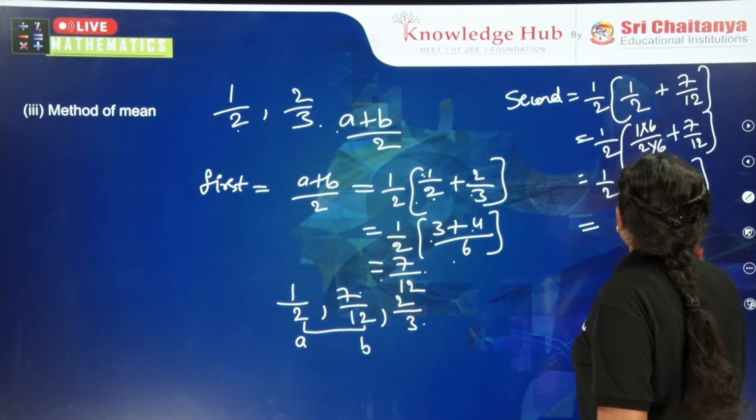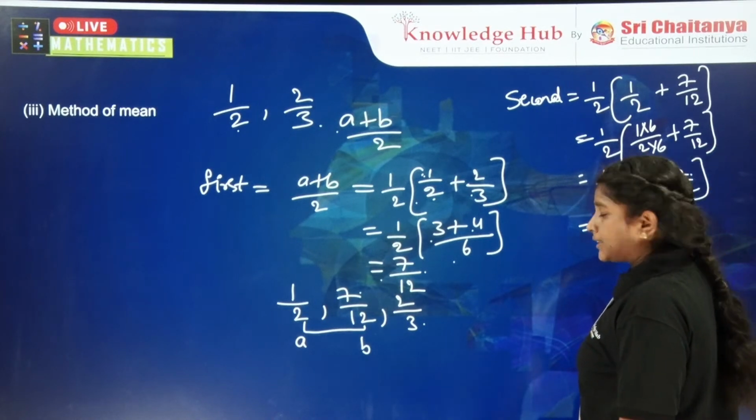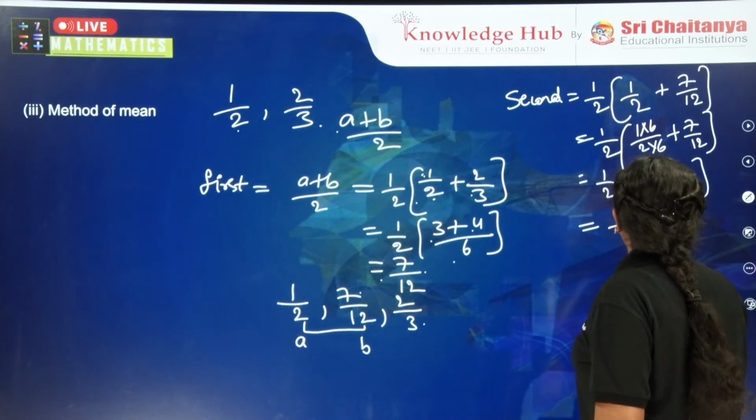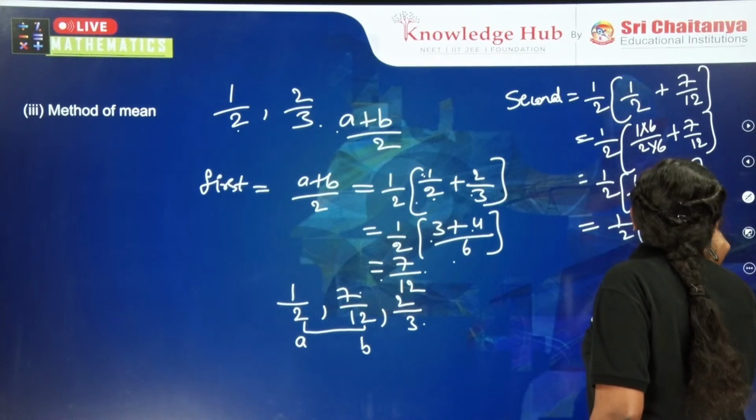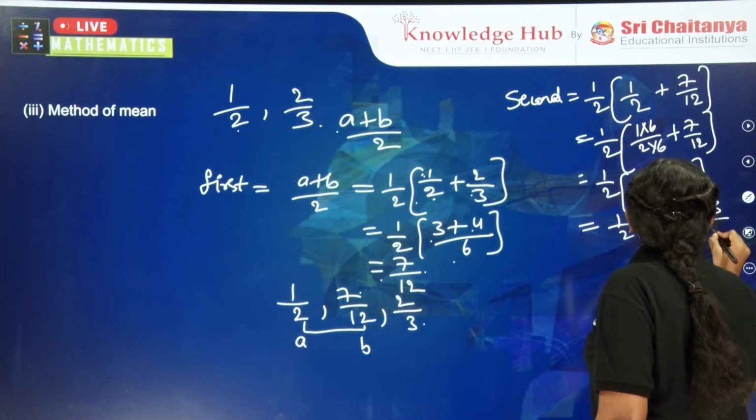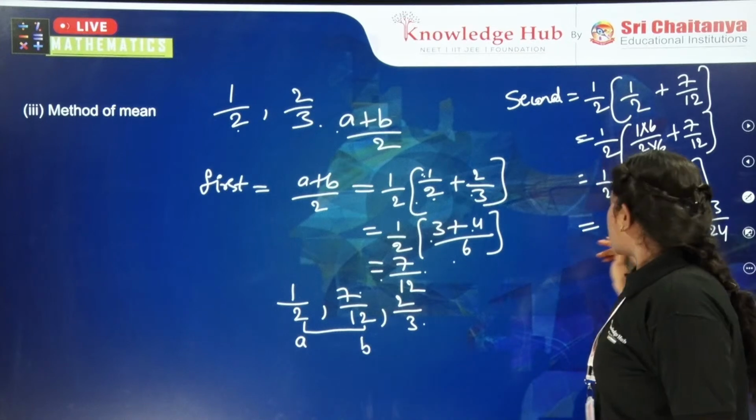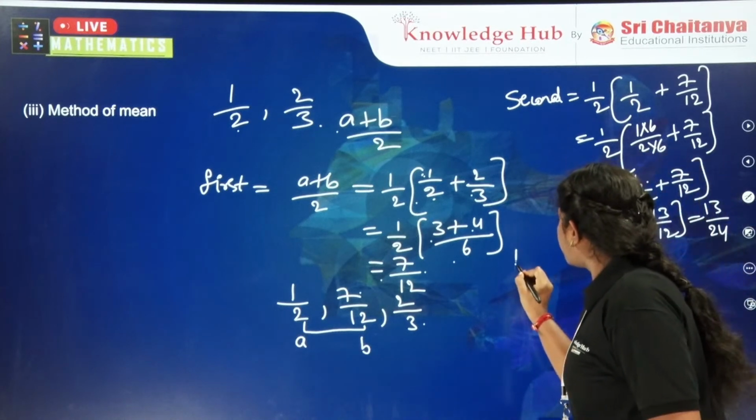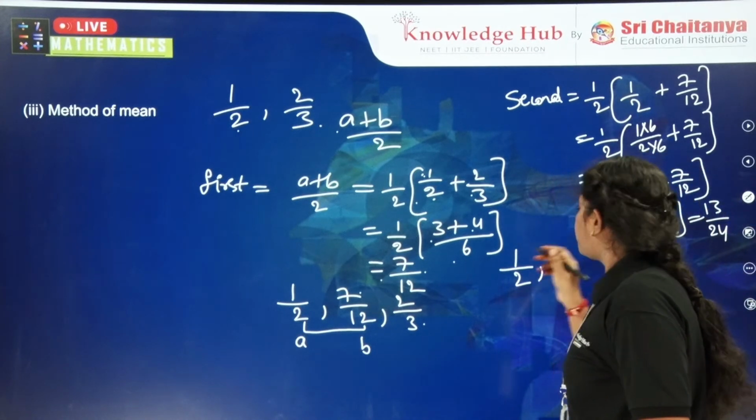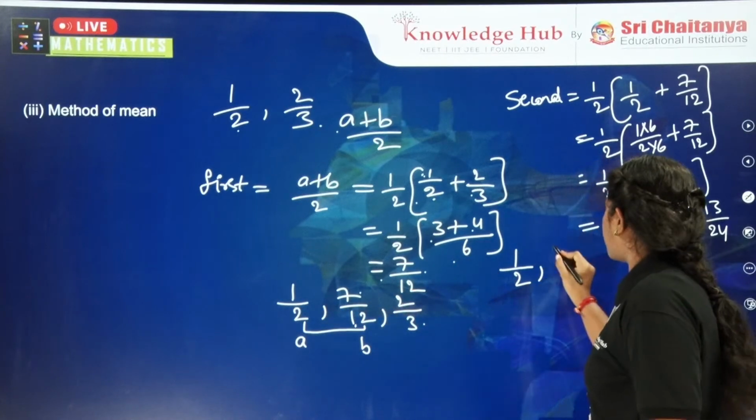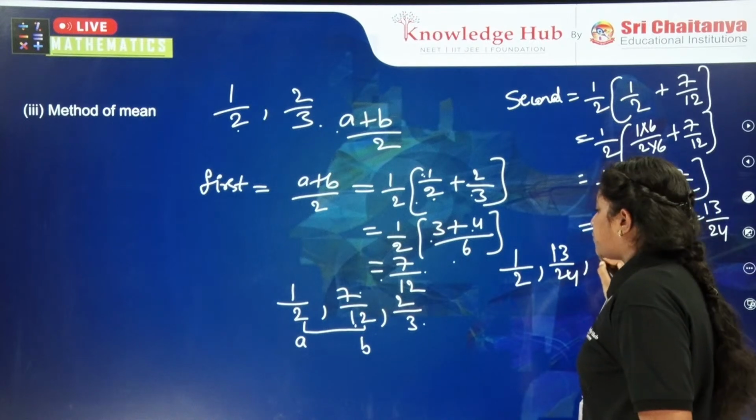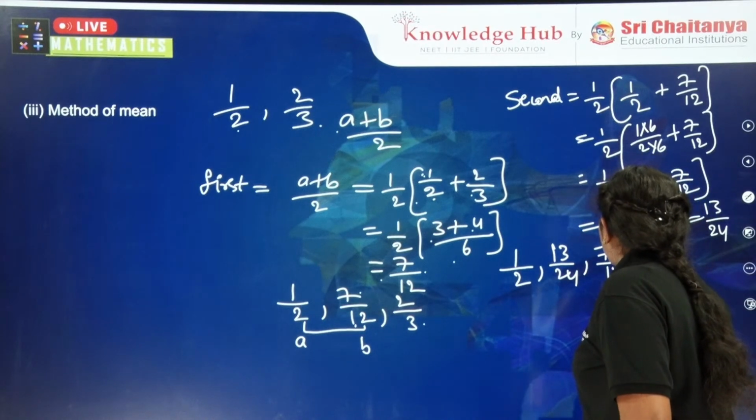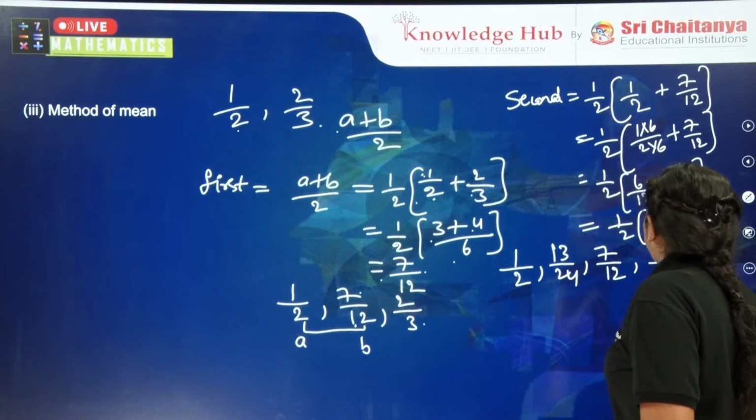So now 6 plus 7 will become 13. So it is 1 by 2 into 13 by 12. On doing the multiplication it will become 13 by 24. Okay. So now the 13 by 24 will lie between 1 by 2 and 7 by 12. So it will become 1 by 2 comma 13 by 24 comma 7 by 12 comma 2 by 3.